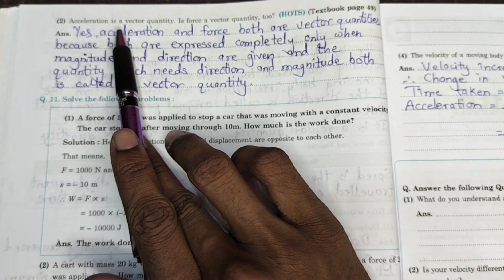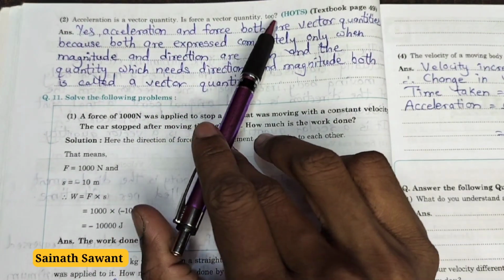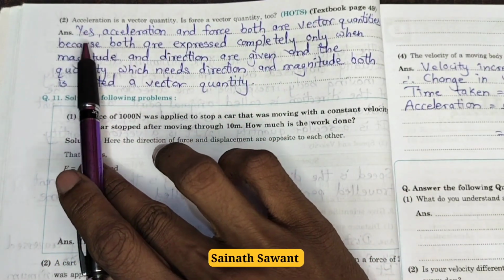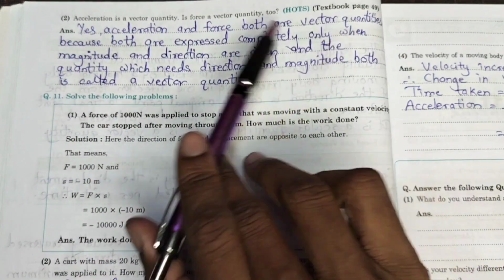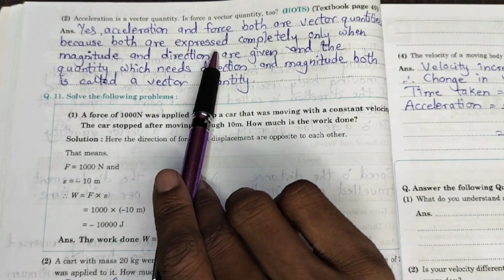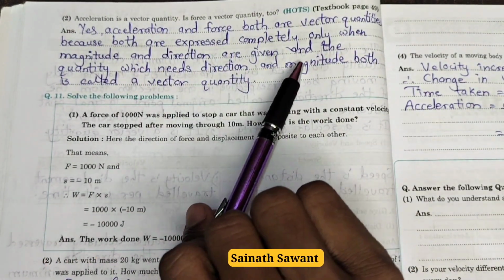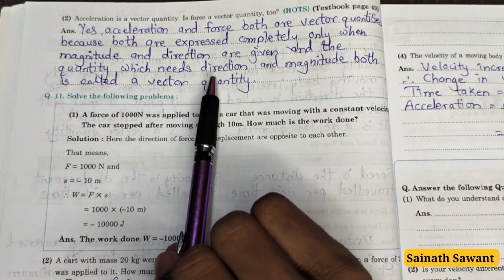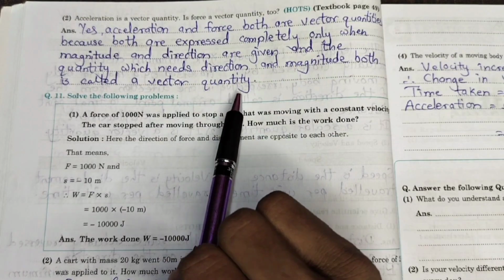Third, acceleration is a vector quantity. Is force a vector quantity too? Answer: yes. Acceleration and force both are vector quantities because both are expressed completely only when magnitude and direction are given, and the quantity which needs direction and magnitude both is called a vector quantity.